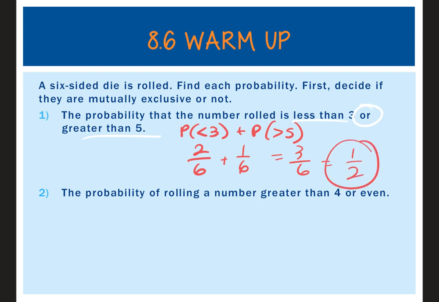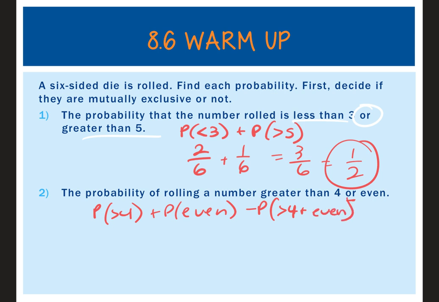Then 2 says the probability of rolling a number greater than 4 or even. So again, it's an or. So now we see mutually exclusive or not. Can something be greater than 4 and also even? Yes, so this one's not mutually exclusive. So probability greater than 4 plus probability even minus the probability that it is greater than 4 and also even.